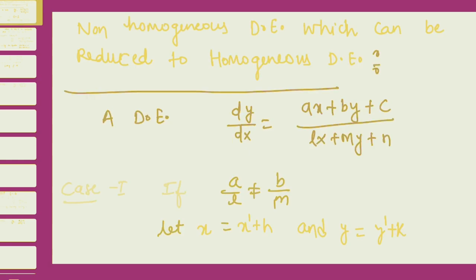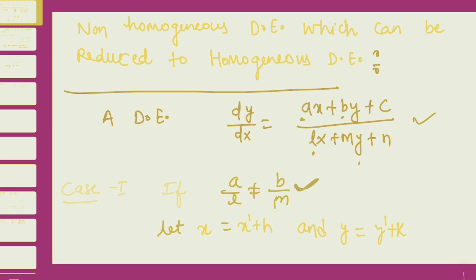So a differential equation which is in this format: dy/dx equal to (ax plus by plus c) divided by (lx plus my plus n). Okay, so there will be two cases to reduce the non-homogeneous differential equation to a homogeneous differential equation. The first case is if this condition is satisfied: a/l does not equal b/m. Here a is the coefficient of x, b is the coefficient of y, l is the coefficient of x, and m is the coefficient of y, and they satisfy this condition.